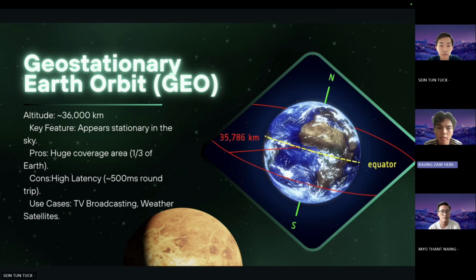Now let's specifically look at the GEO satellites. They stay fixed relative to Earth, which makes them excellent for TV broadcasting and weather monitoring. Their big strength is wide coverage. Just three GEO satellites can cover almost the entire Earth. But their weakness is latency. Imagine trying to play an online game with half a second delay. Frustrating, right? That's why GEO isn't ideal for real-time communication.